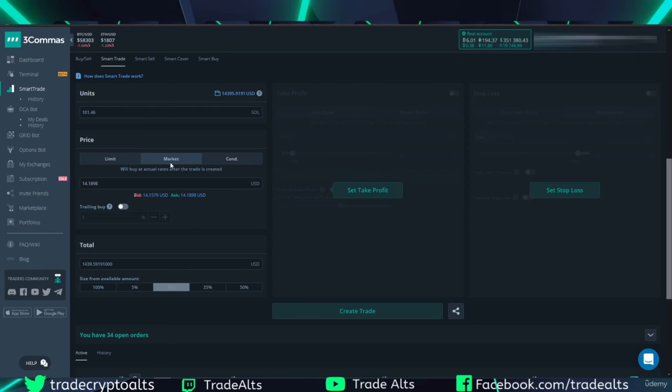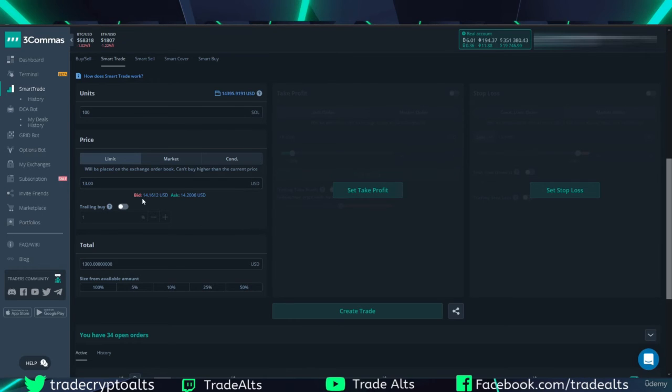So let's say you wanted to do a market entry, which I'm not going to do. But you can, and what this market entry does is, as soon as you click create trade, it will market buy by however much money you want. I'm going to switch just to limit. So let's say that I wanted to buy 100 Solana, and I think price is coming down. I'm just using this as an example. So let's say I think price is going to come down to $13.